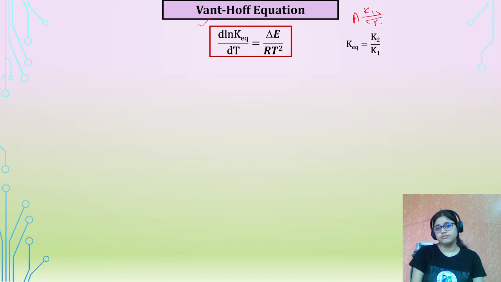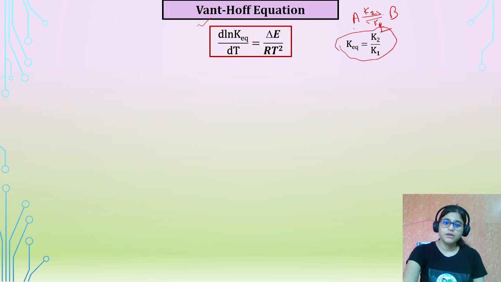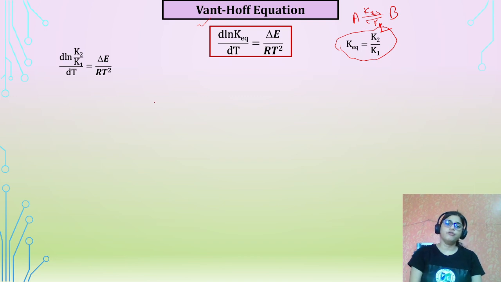K1 and K2, and it is giving B. That time K equilibrium will be K2 by K1. Sorry, it will be K2 forward by backward. Okay, K2 by K1. Next, if we put the value of K equilibrium here in this equation, what will we get?